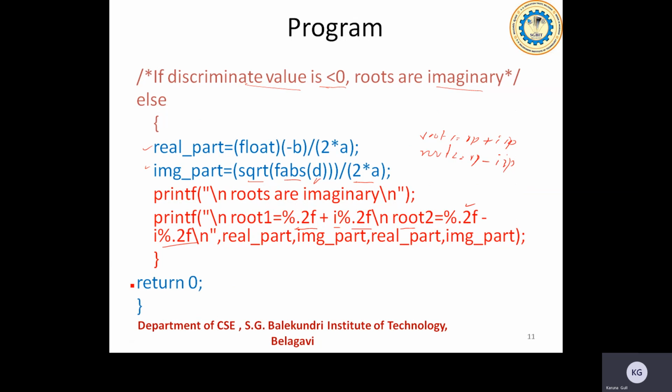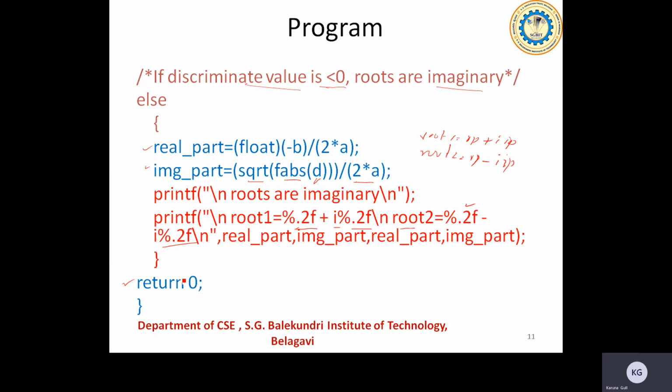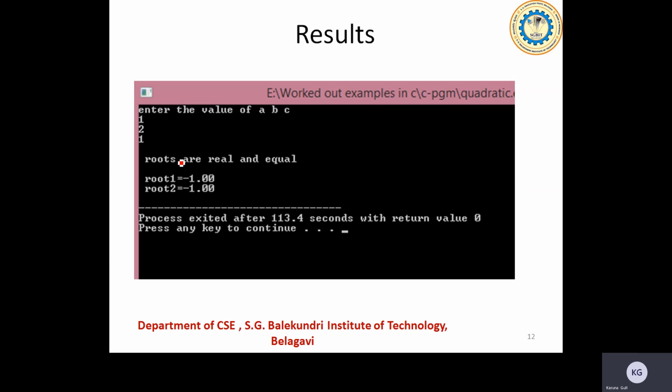Once we do that, I'll be returning 0 because I have started with int main, and I'm closing the main brace here. So this is the end of the main brace. Once we are done with this, I can show you some of the sample outputs for this. Let's look into this.